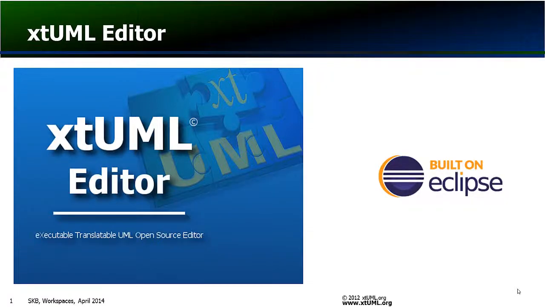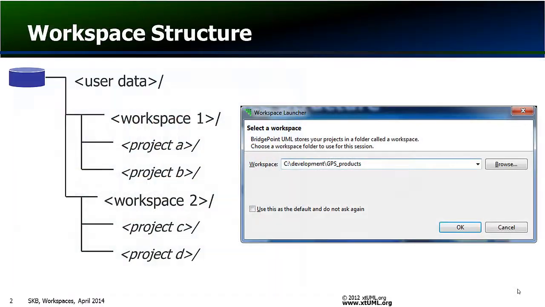xtUML Editor is comprised of a set of plugins integrated into the Eclipse development environment. Eclipse uses two key organizational concepts, projects and workspaces, which we will discuss now. A project is the fundamental unit of organization in Eclipse. Most operations require the context of a project. A workspace holds one or more related projects.